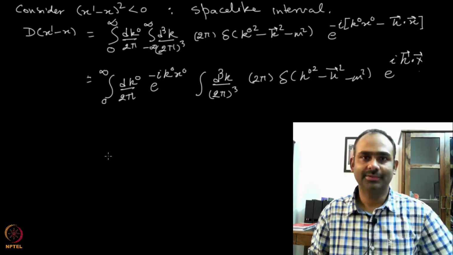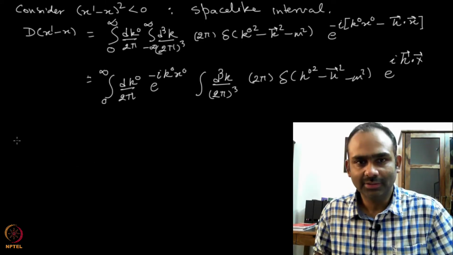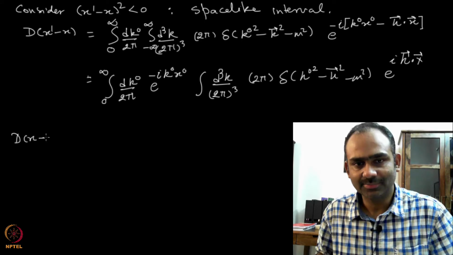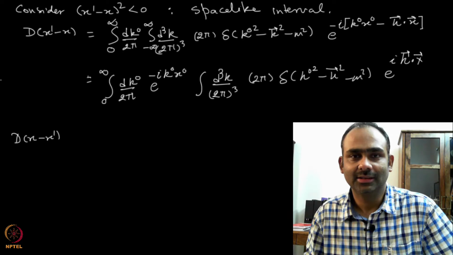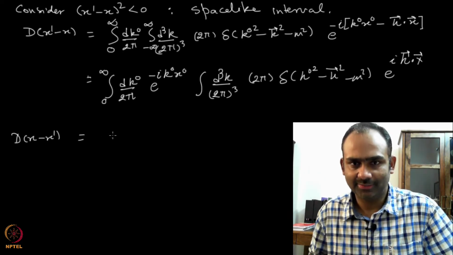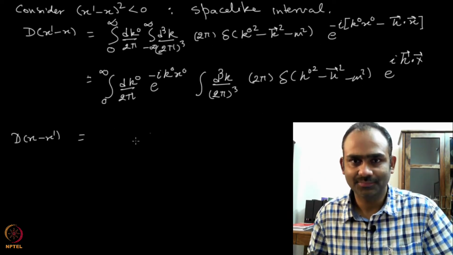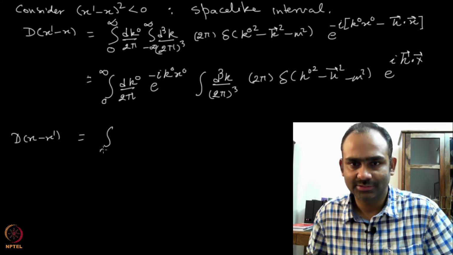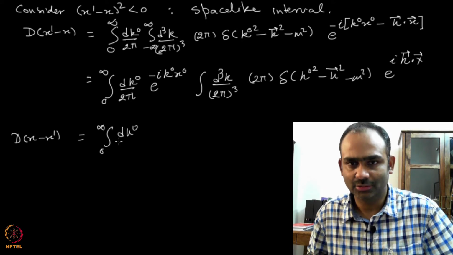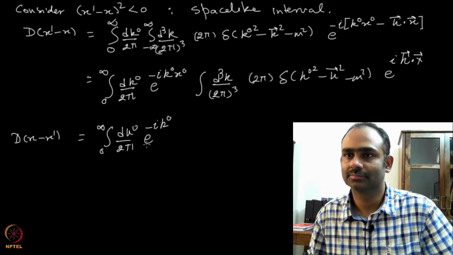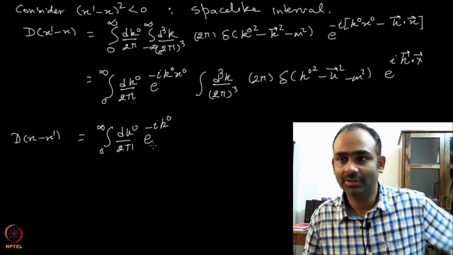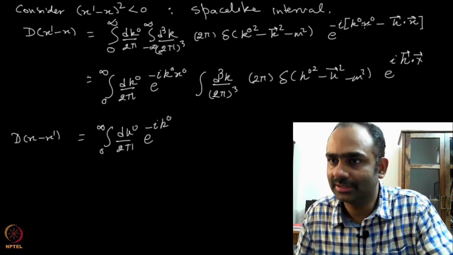Okay, so that's what we have. Now I want to look at d of x minus x prime. So I am changing the order. Okay, now if I change the order, then I will have just like what I had here, integral 0 to infinity dk0 over 2 pi e to the minus I k0. Something is wrong. So here I made a mistake.